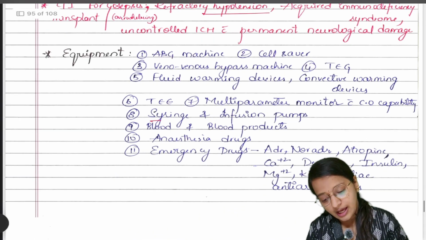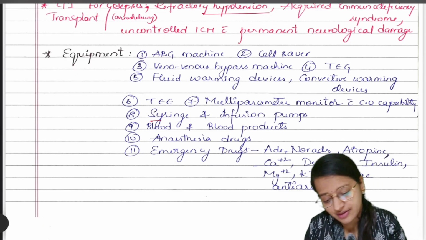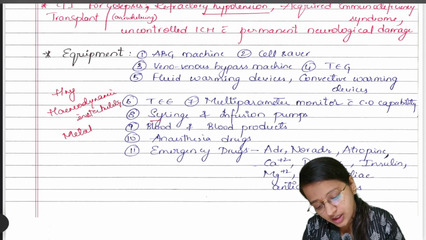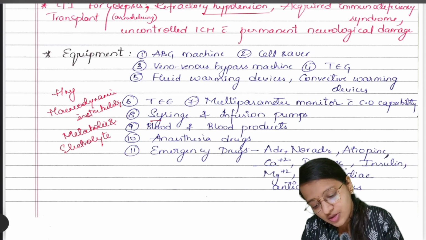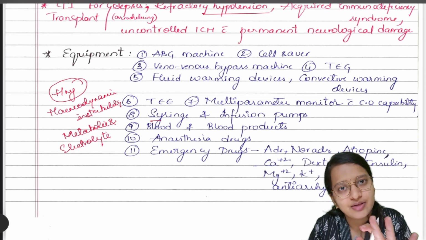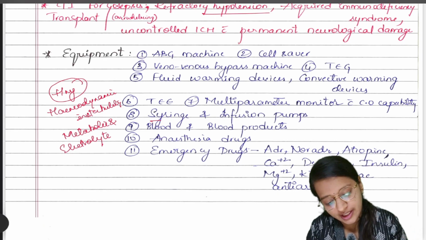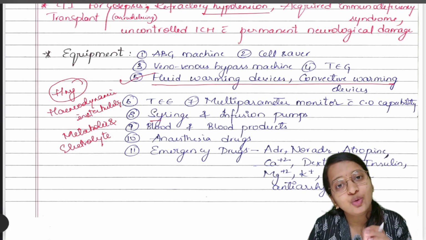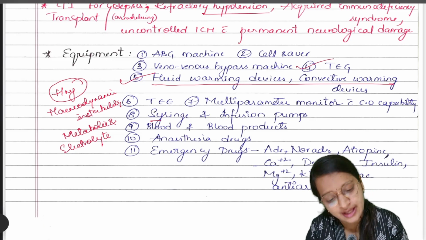So, equipment. Just remember three things we have decided now: hemorrhage, hemodynamic instability, metabolic and electrolyte disturbances. So there will be hemorrhage, and first I have to prevent the hemorrhage. So I have to maintain normothermia, and I need fluid warming devices. Done. So I have to know the cause.